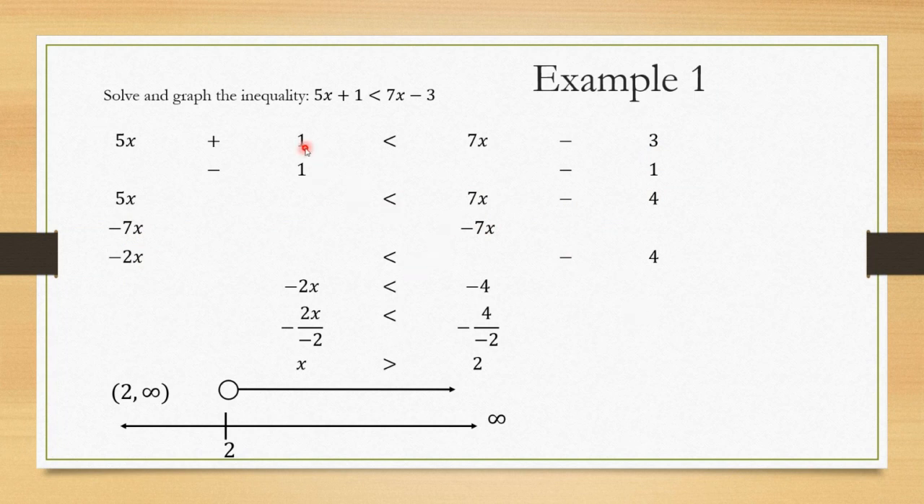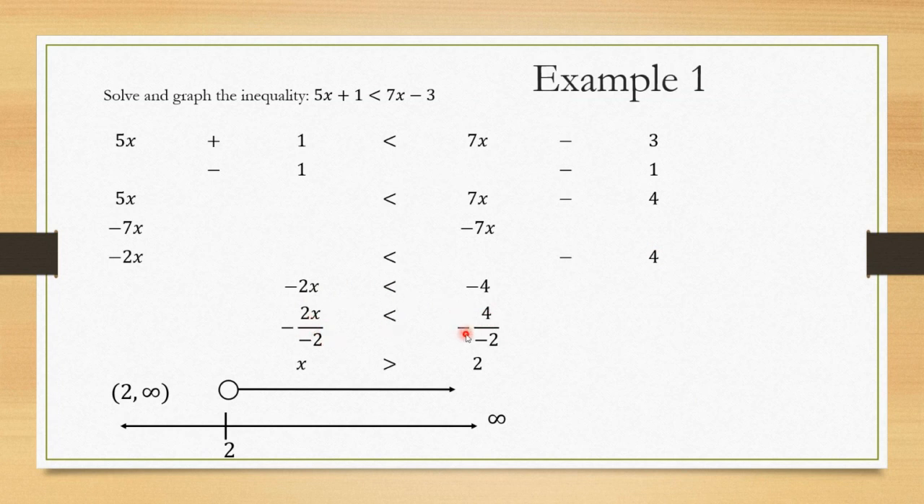Again, let me start again. We subtract 1 from both sides. We get 5x is less than 7x minus 4. Subtract 7x from both sides. We get minus 2x is less than minus 4, as you can see. But now we're not quite done yet. We want x, we don't want minus 2x. So I guess we don't have x all alone yet, but we are close to done. You can see that we just have to divide both sides by minus 2.